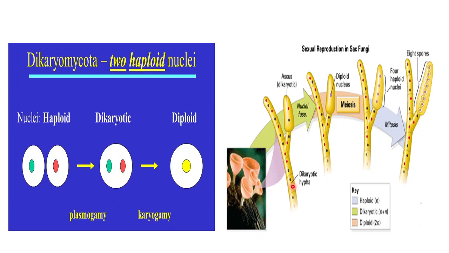It is also called di. Di means two. Karyo comes from nucleus. So it will be two nuclei here. Now it remains as such. Then gradually, what will happen? The nuclei will fuse together. They will combine together. So here you can see they have combined. Once they combine, they will form one single nucleus inside the cell.